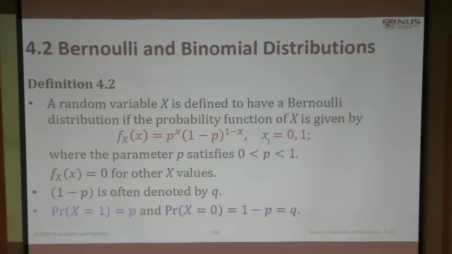Okay, so basically p is a number between 0 and 1. It reflects the probability that x takes the value 1. The random variable x is only 0 or 1. This function is defined to be 0 otherwise.